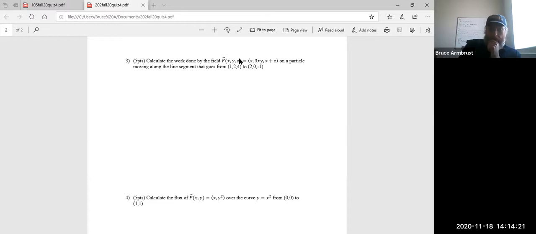All right, so let's go look at number 3. So number 3, we got a field. So it's x, 3xy, and x plus z. And then we want to find out how much work is done along the particle moving on a line segment that goes from (1, 2, 4) to (2, 0, -1). All right, so what are we going to do here?